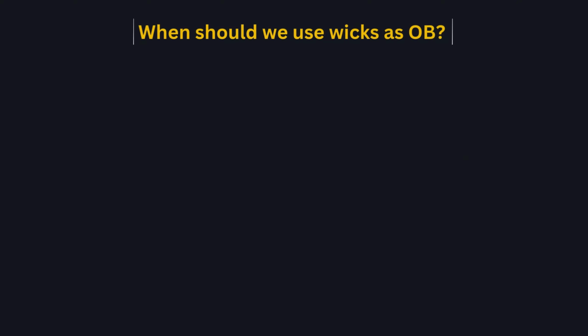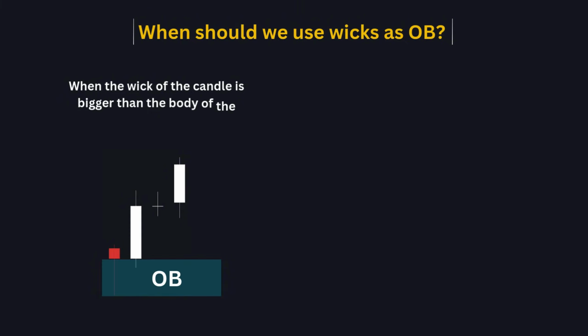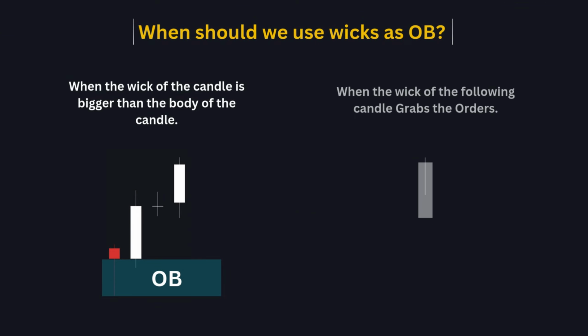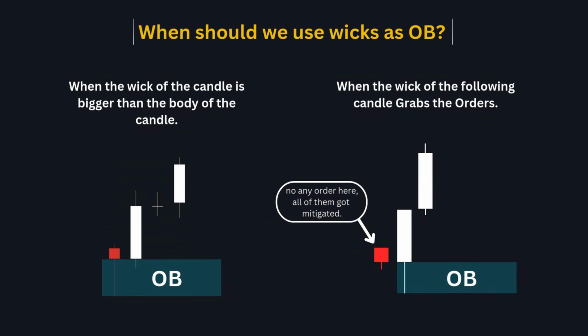When should we use the wicks as our order block? First, when the wick of a candle is bigger than the body of that candle, then we highlight only the wick as our order block. Second, when the wick of the following candle grabs all the orders, then we also use the wick as order block.